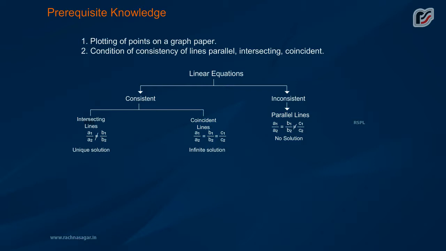Inconsistent is parallel lines, which is A1 by A2 equal to B1 by B2 not equal to C1 by C2, known as no solution.